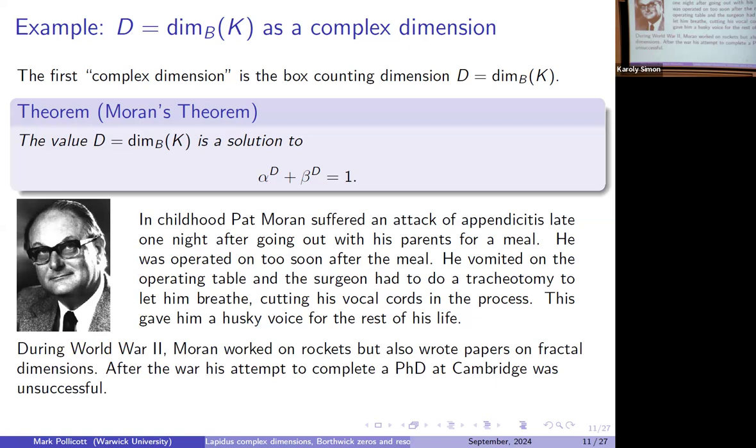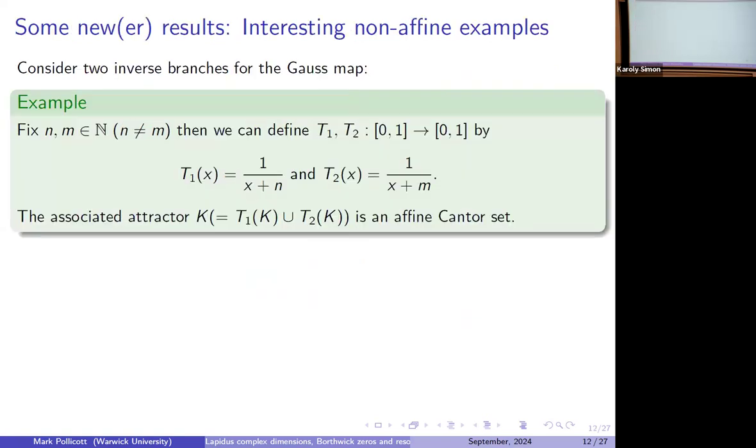Okay, so what else could we say about these things? Well, let's try to do something with other examples rather than just affine contractions. The next thing you might think about is where we took the contractions to be inverse branches of the Gauss map. We just choose two natural numbers, n and m, and take our contractions to be 1 over x plus n, or 1 over x plus m. Hopefully n is not equal to m, and then we get some sort of Cantor set, which is the attractor associated to this nonlinear iterated function scheme.